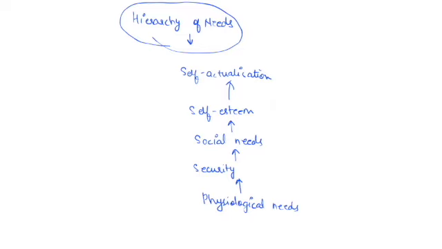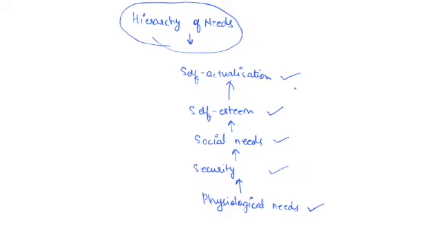So what he believed is that first we begin with fulfilling our physiological needs like food, shelter, clothing, then we move on to the security needs, then we have social needs after our security needs have been fulfilled, and then we move on to self-esteem, and lastly we go on to achieve self-actualization.